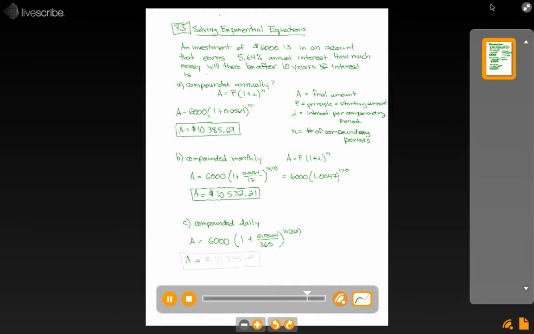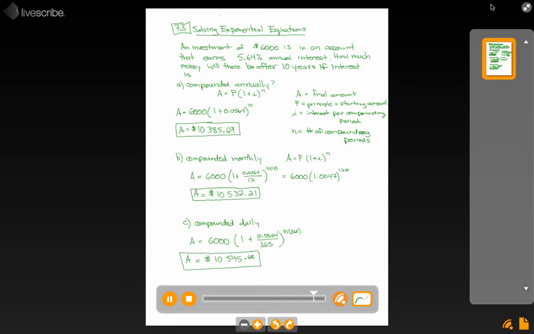And if you do it carefully, you find that your final dollar amount here is just a little bit more than what you had when they compounded it monthly. So $10,545.68. And you again should find that that's the case.